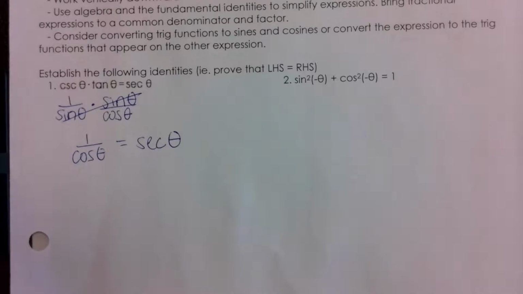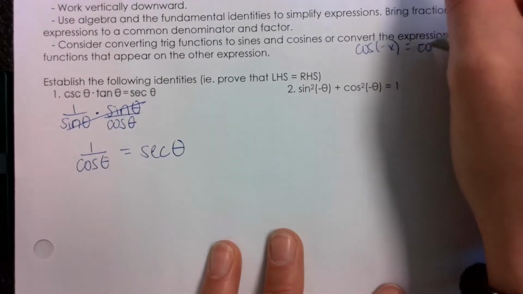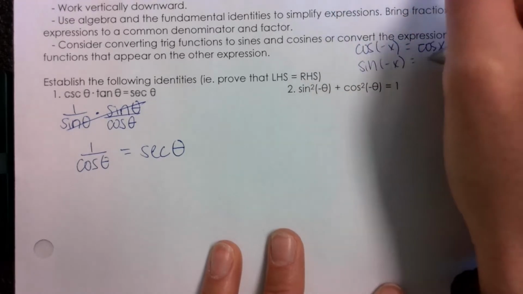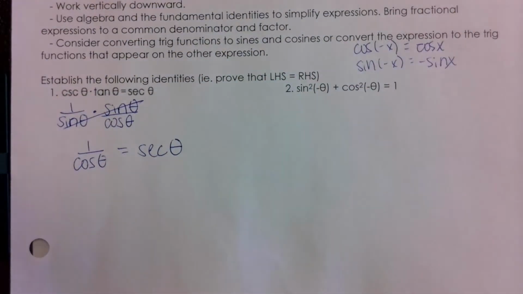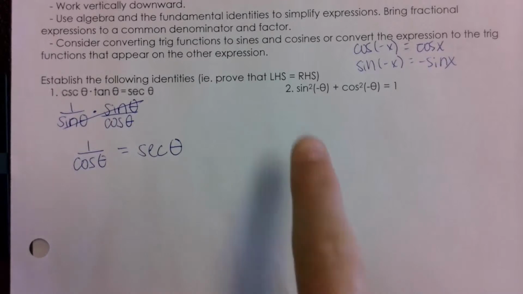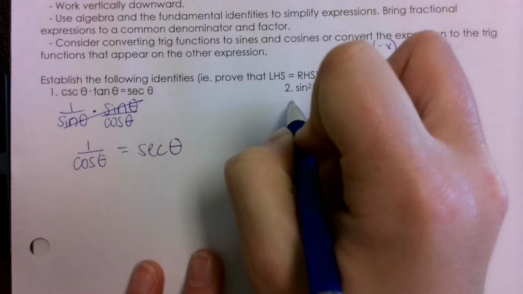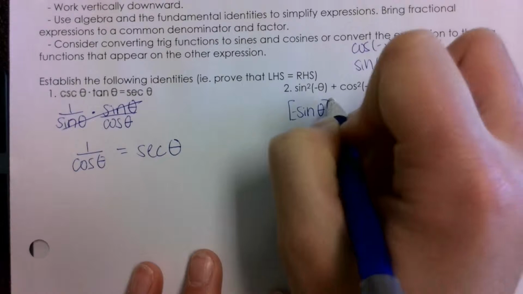But basically the rule is, I'm going to jot it down up here, cosine of negative x is going to be positive cosine of x. And if you've got sine of negative x, that's going to be negative sine of x. So we're going to use those to help us here a little bit. So for the sine squared of negative theta, we're going to rewrite that as negative sine theta squared. Is that okay?